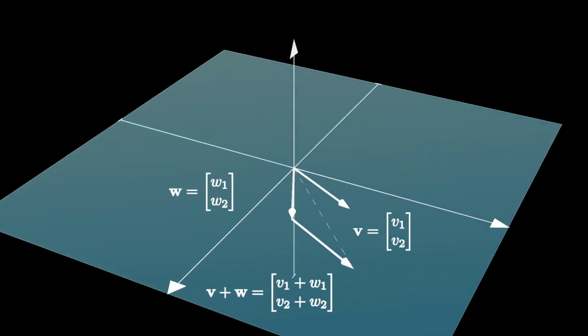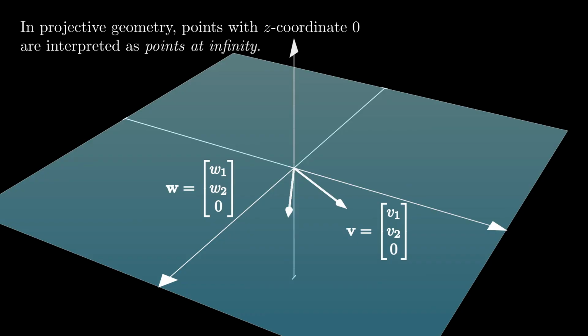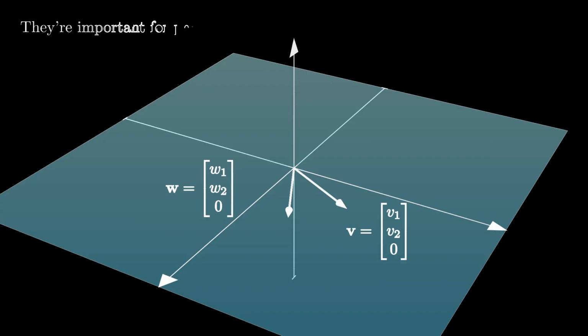We extend our vectors into 3D by appending a third coordinate z. In projective geometry, vectors with z-coordinate 0 are called points at infinity. These points are useful for manipulating perspective in a scene, but not for implementing translation, so we won't talk more about them in this video.